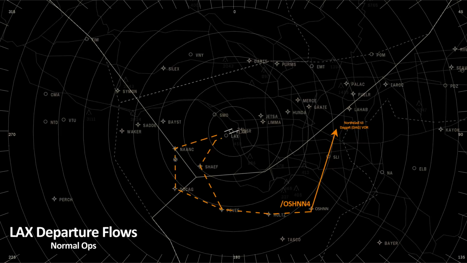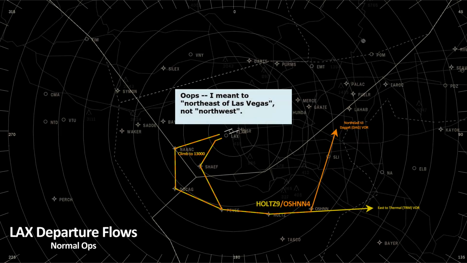It looks pretty much like the Holtz 9 that we just looked at, and in fact if we overlay Holtz 9 you will see that they are exactly the same all the way through and even a little bit beyond the Holtz waypoint. All Ocean 4 does is at Ocean waypoint the flights turn back to the north, head up to Seal Beach VOR, and then proceed on their way out to Daggett VOR, generally on their way to Las Vegas or any points further to the northwest than Las Vegas.